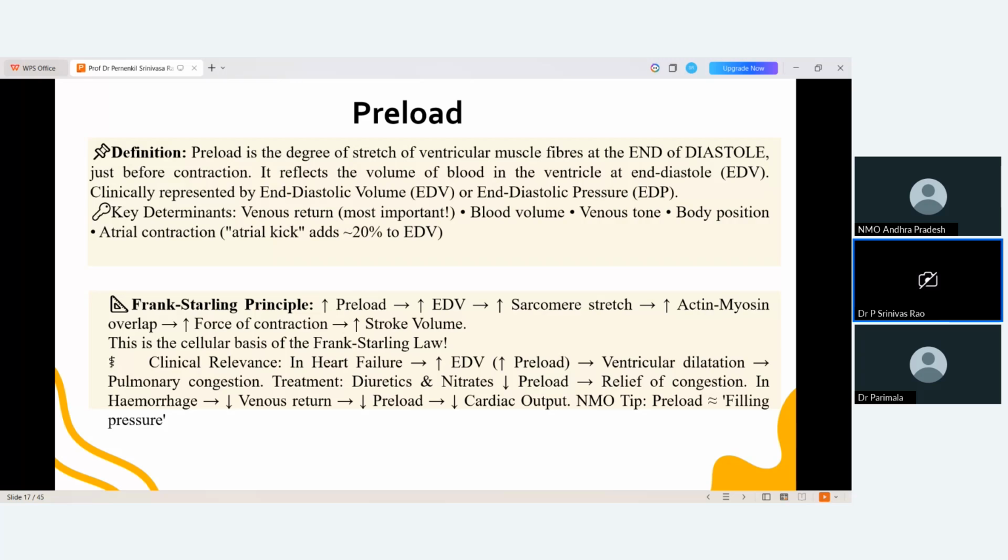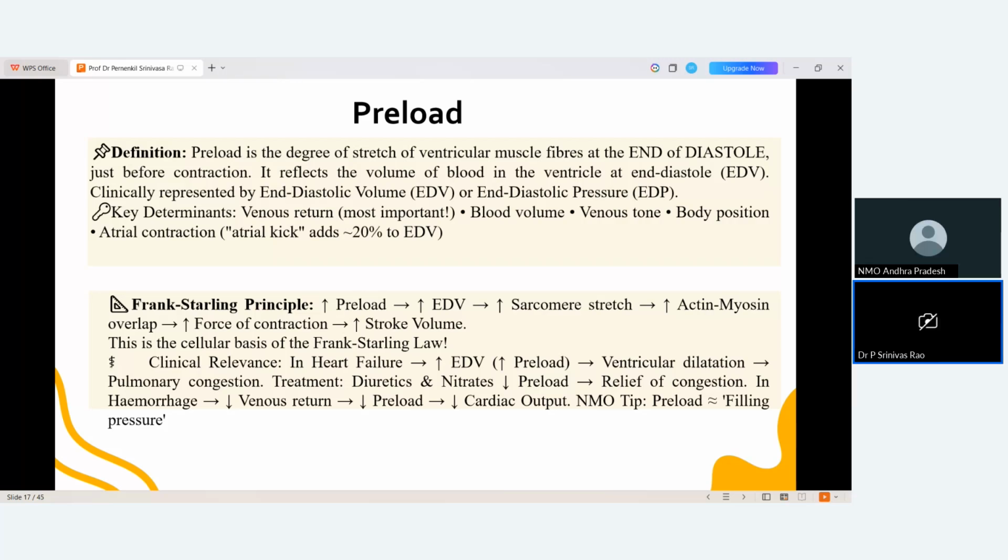When the diastole is ending and the systole is about to begin, there is some amount of blood in the ventricle. This volume of blood which is present at the end of diastole is called end diastolic volume. So what does end diastolic volume determine? End diastolic volume determines the preload.